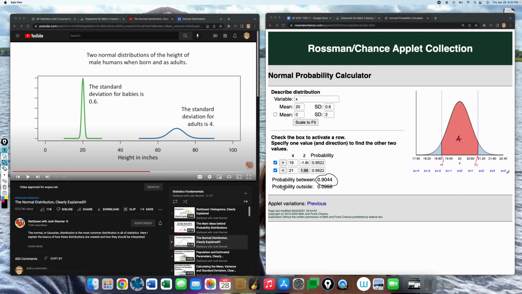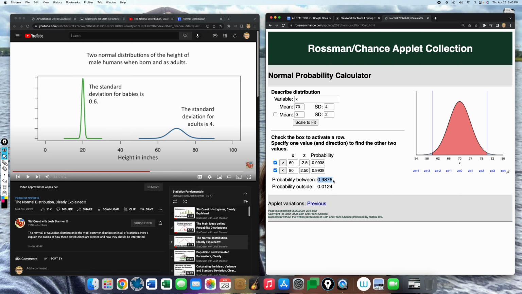Okay? All right. We can do the same kind of thing for the adults. So we're going to change the average to 70 inches for male adults, and their standard deviation would be 4. We definitely want to scale this to fit, so 70 is in the middle. So let's say, okay, what percentage of males had heights between 60 and 80? Well, that's almost all of them, right? You can see that. So we want to be greater than 60 and less than 80. And if you press enter on your keyboard, it will give you that area.